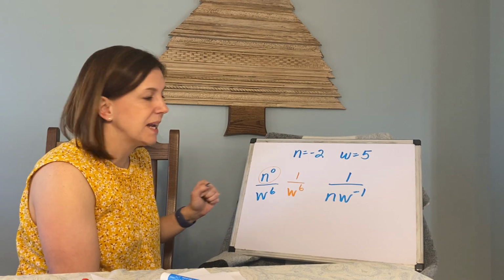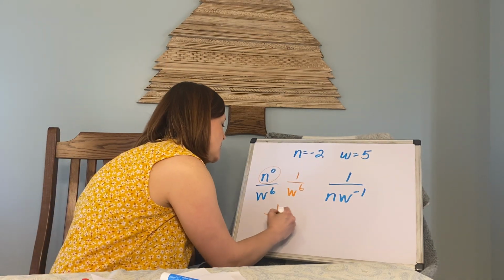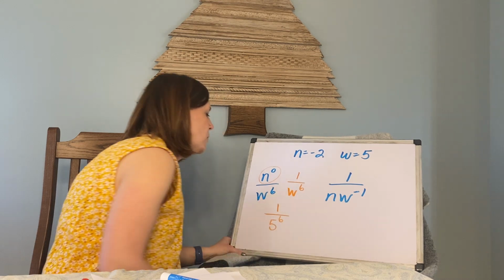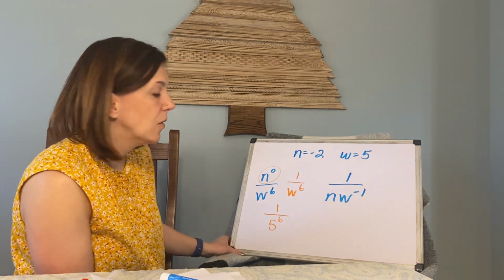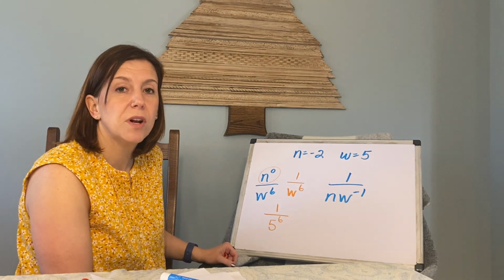Now that it's cleaned up, I can take that w, plug in a 5. 1 over 5 to the 6th, which I can leave like that. That's a pretty big number, so I'm going to leave it just like that, 1 over 5 to the 6th.